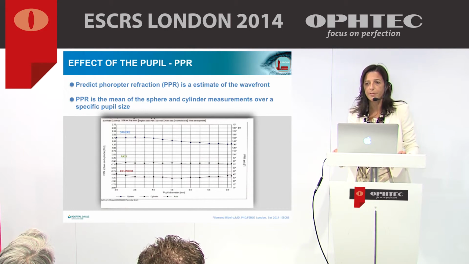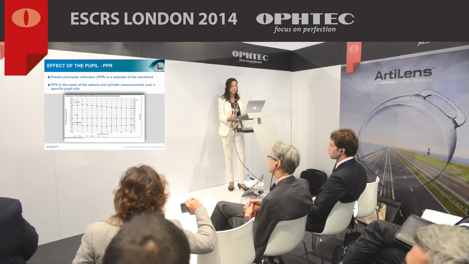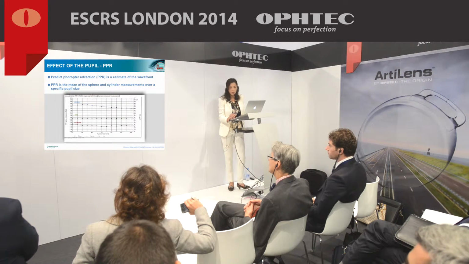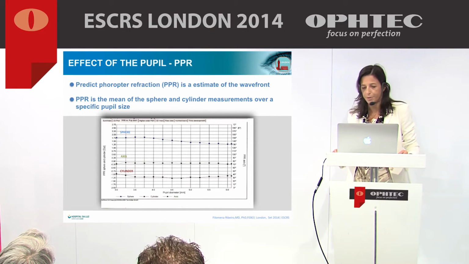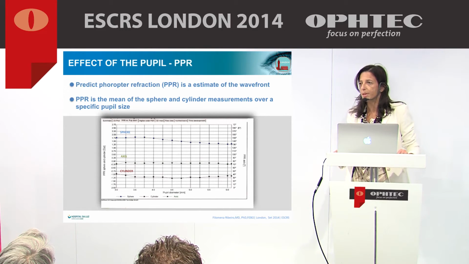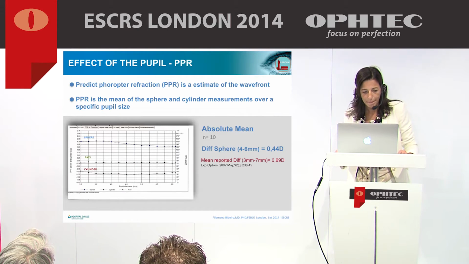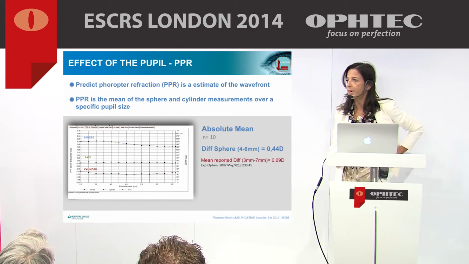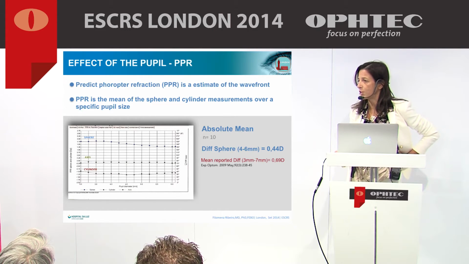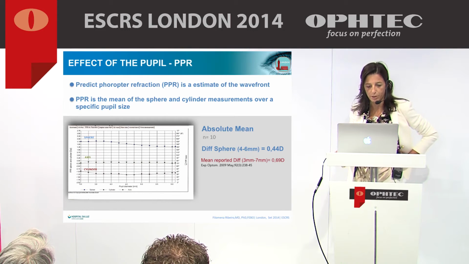Also, we wanted to evaluate the refractive stability for different pupil sizes. For that, we looked at the predicted refraction, which is an estimate from the wavefront deviation. Wavefront measurements were performed in each eye by the same examiner using iWave software. The mean variation of the sphere and cylinder between 4 and 6 millimeters pupil diameter was evaluated. For the 10 cases observed, the sphere value variation was less than half a diopter, which is considered normal when compared to normal population values.